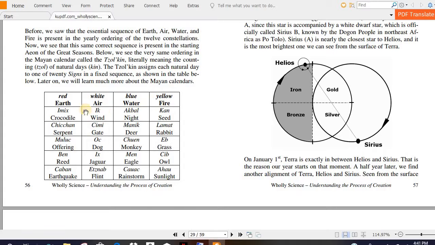Red, white, blue, yellow, earth, air, water, fire, crocodile, wind, night, seed, serpent, gate, deer, rabbit. This is the Mayans. So red and blue are our main colors right here. And you can see crocodile, night, serpent, deer, offering, monkey, reed, eagle, earthquake, and rainstorm.